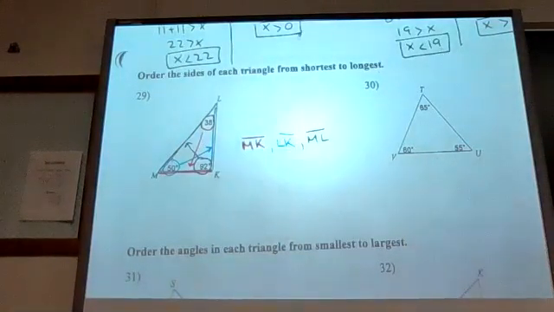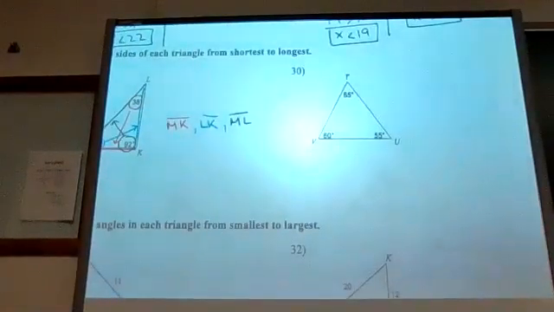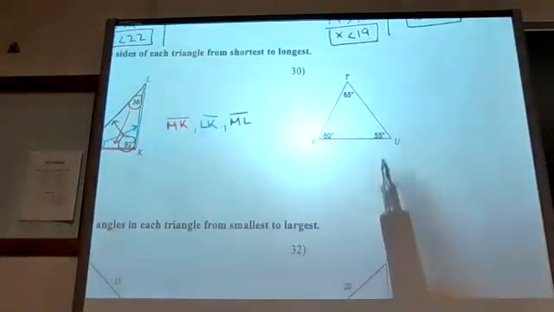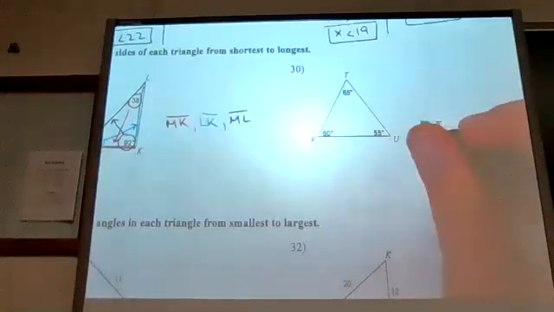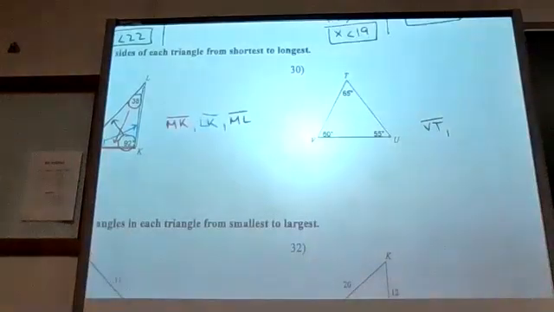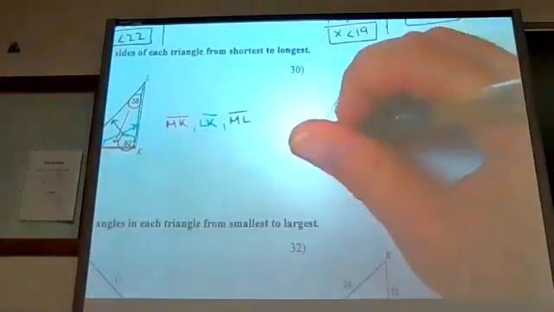So what would be my shortest side on 30? It's my shortest side on this triangle. Across from 55 is VT, right? Does it matter if I put VT or TV? No, okay, it doesn't matter. It's a segment, so order doesn't matter.